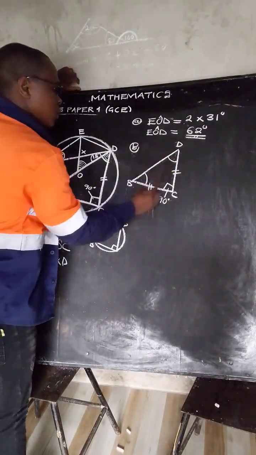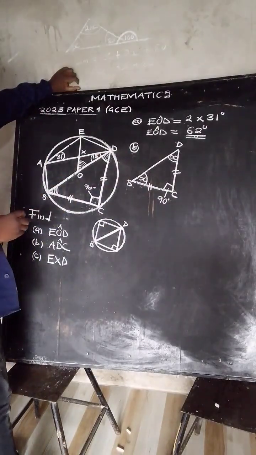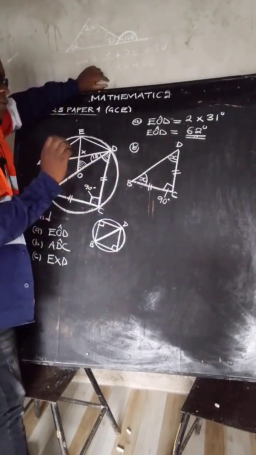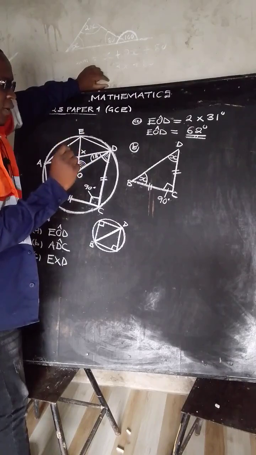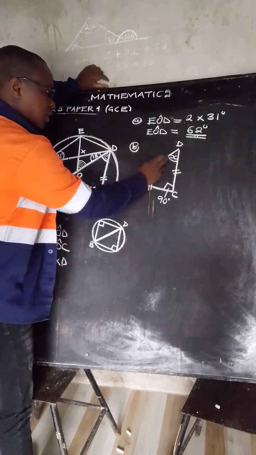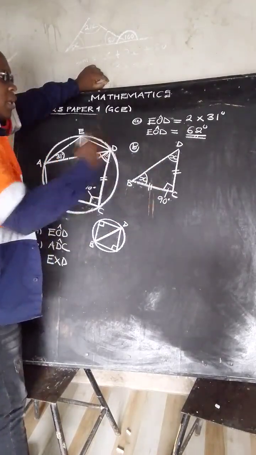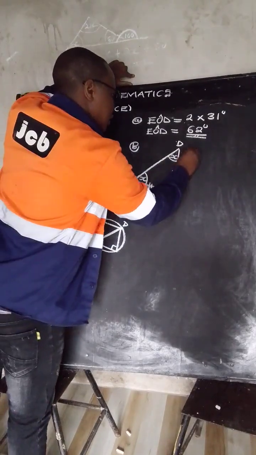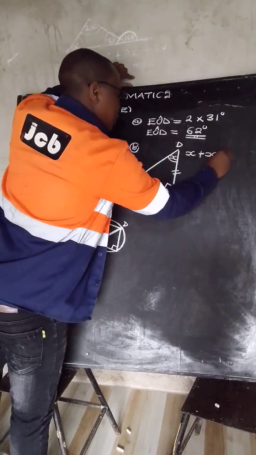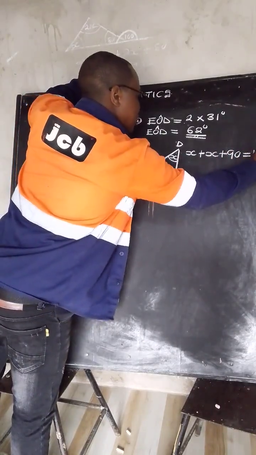Since we don't know this angle, we can say this angle is x, and this one is also x. We can now find the value of x by using a property of a triangle: the sum of interior angles in a triangle adds up to 180. So to find x, we add all three angles and equate them to 180. So x plus x plus 90 is equal to 180 degrees.